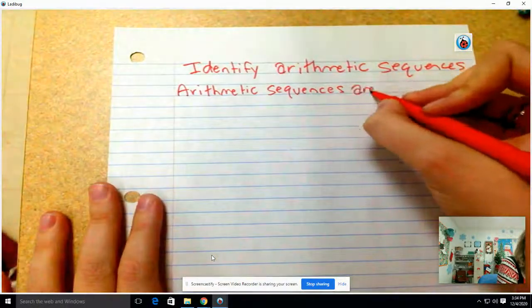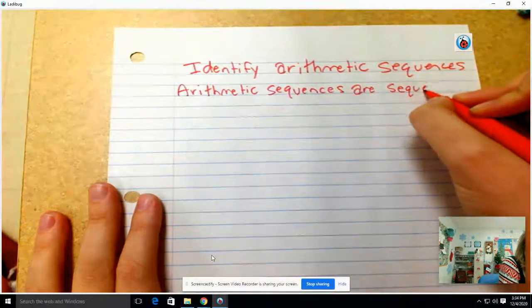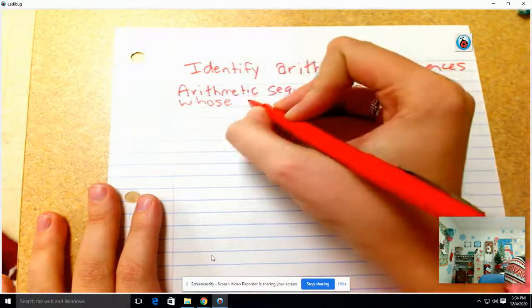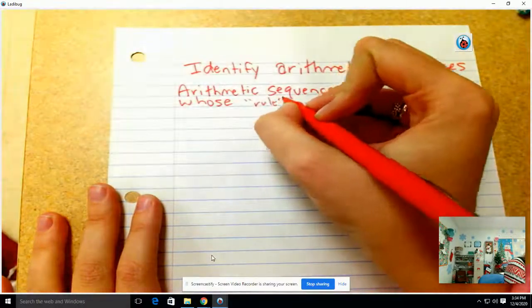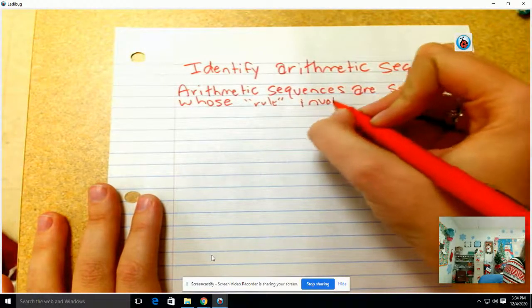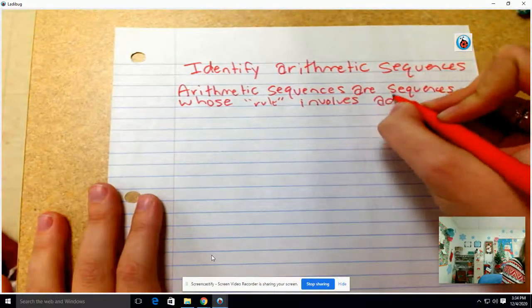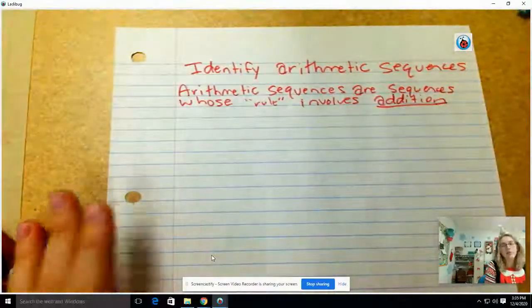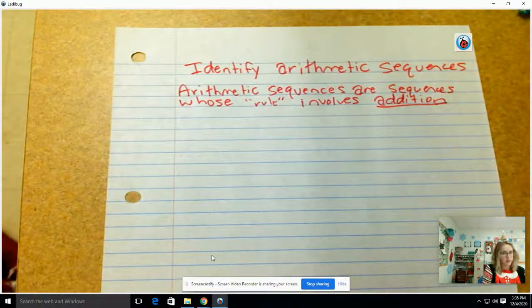arithmetic sequences are sequences whose rule, quote unquote rule, involves addition. Addition being the key word. There is no subtraction for arithmetic sequences. We are always doing addition.